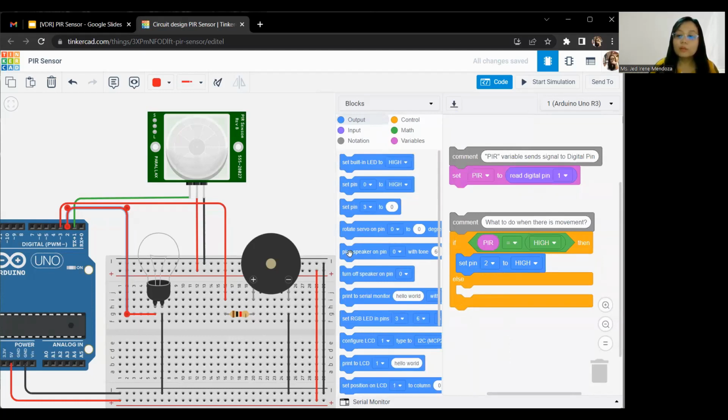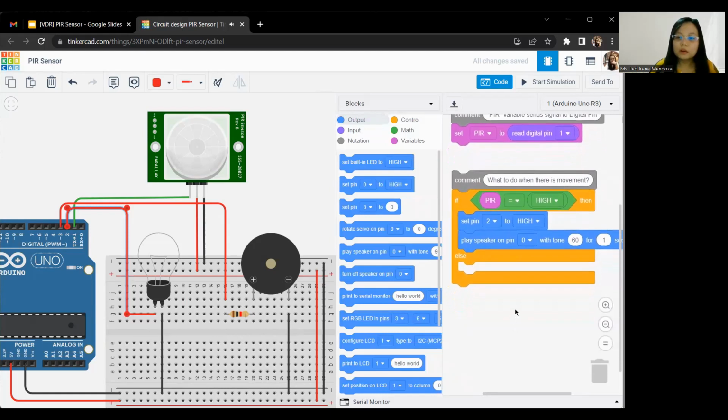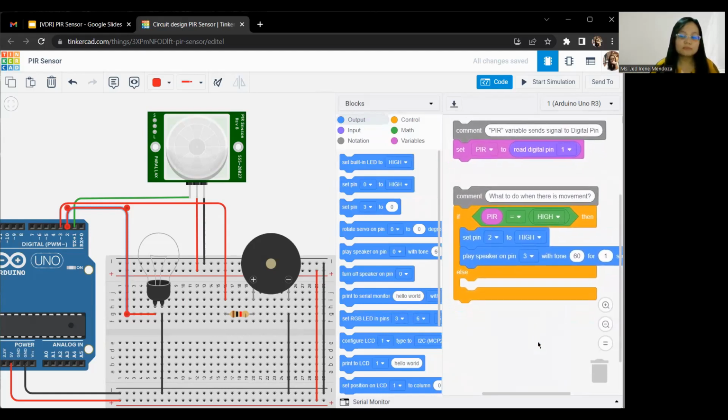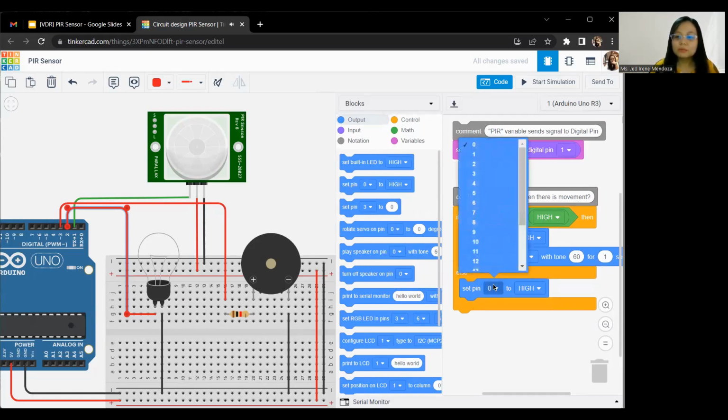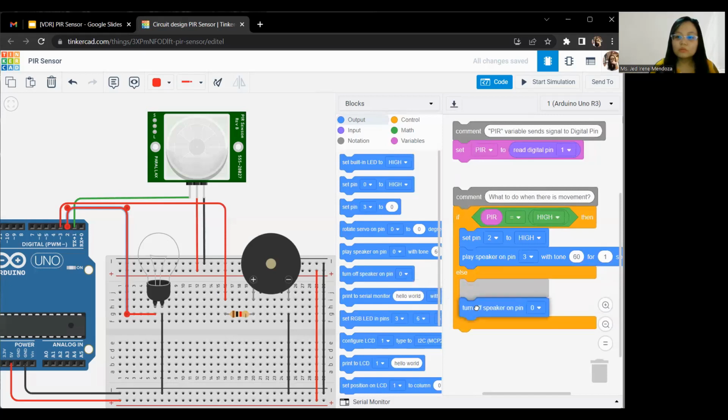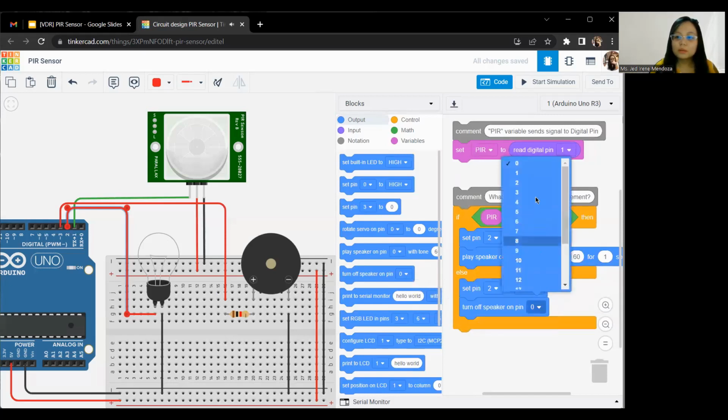And then when a movement is detected, of course, we need to play a speaker. We will use pin number 3 with this. All right. Now, if there is no movement detected, then what will happen? So we will have set pin number 2. We will set the light bulb to low. It means turn off. And then we will also turn off the speaker, pin number 3.